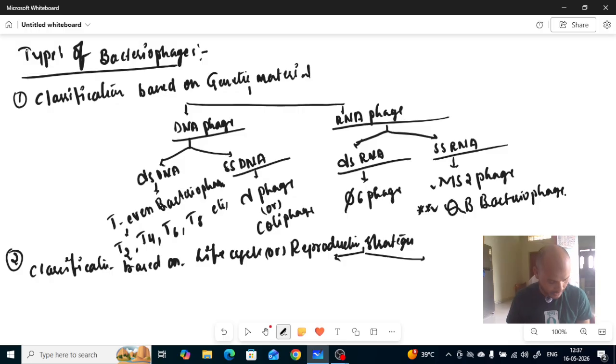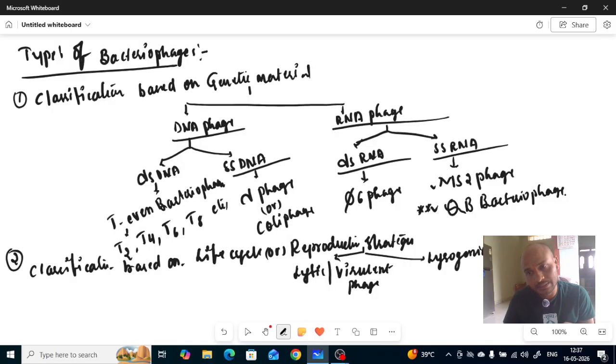The first group is lytic, also called virulent phages, and the second is lysogenic, or temperate, or non-virulent phages. Examples of lytic or virulent phages are T even bacteriophages, like T2, T4, T6, T8, etc. The best example of lysogenic, temperate or non-virulent phage is lambda phage, also called coliphage.